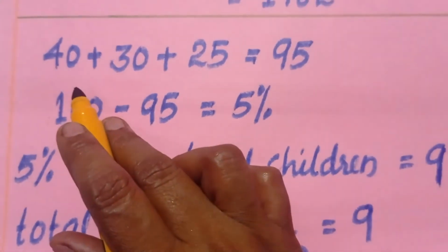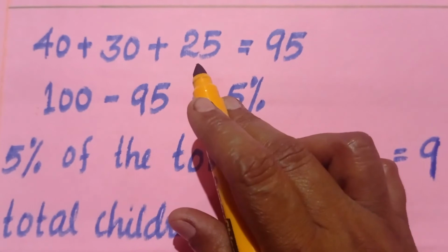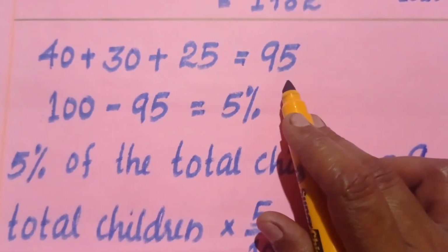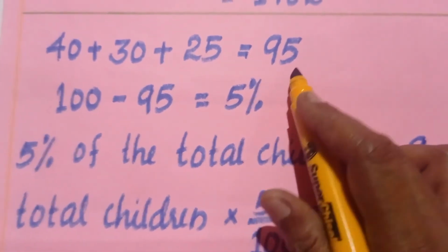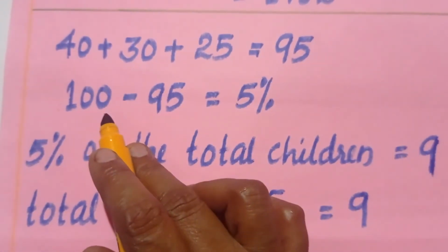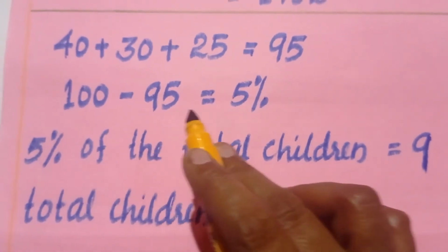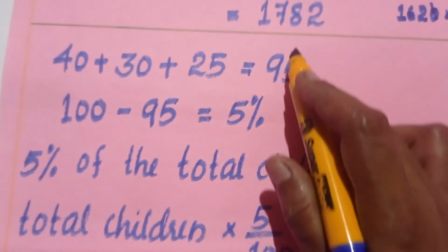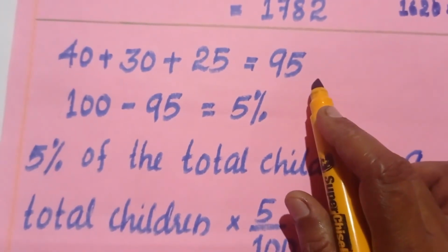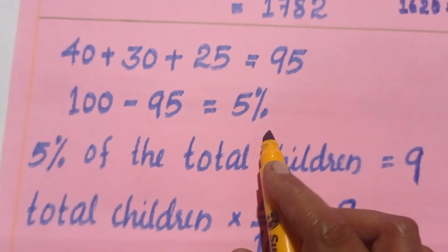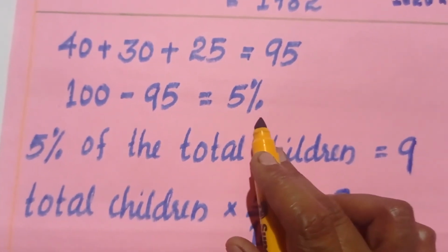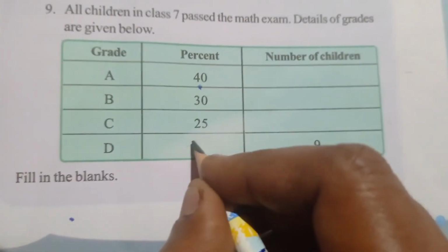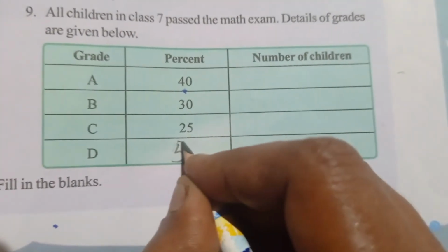It is A grade 40, B grade 30 and C grade 25. Adding these 3 grades we get 95%. Then subtracting from 100, that is 100 minus 95, we get 5%. 5% is the D grade. Here we got the D grade as 5.